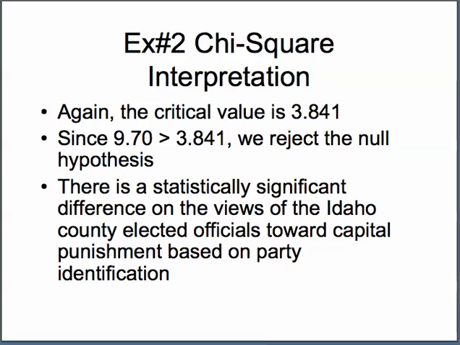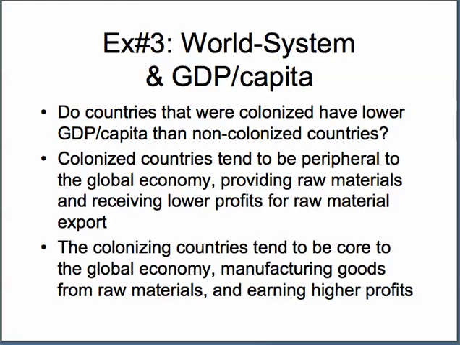Let's look over a third example. Does a primary commodity exporting country have a lower GDP per capita than does a non-primary commodity exporter? World system theory suggests that primary exporters do score lower on GDP per capita.